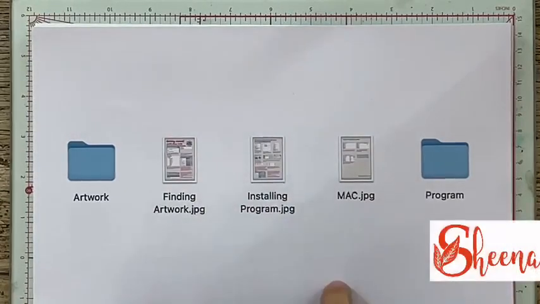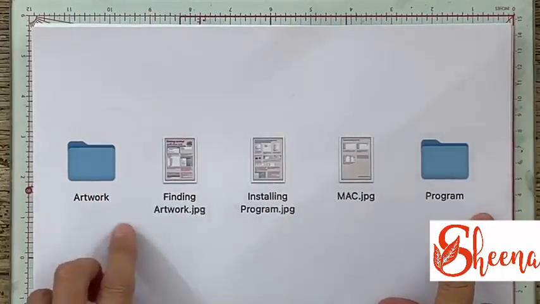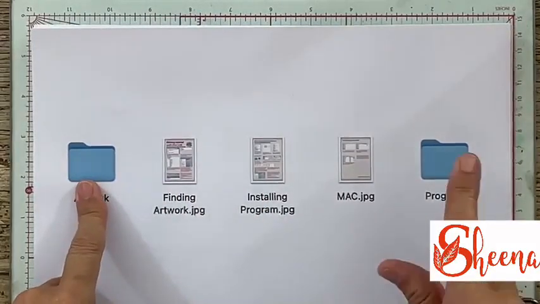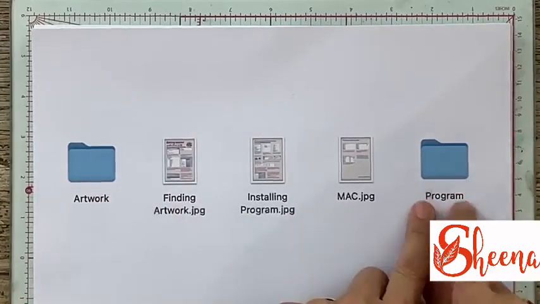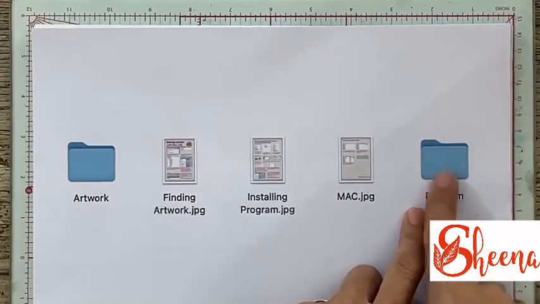So, on the USB, you'll see here, this is what you get when you load it. You've got two folders, artwork and program. If you've got a Mac, ignore program. It doesn't matter to you. That's what you don't need to know.